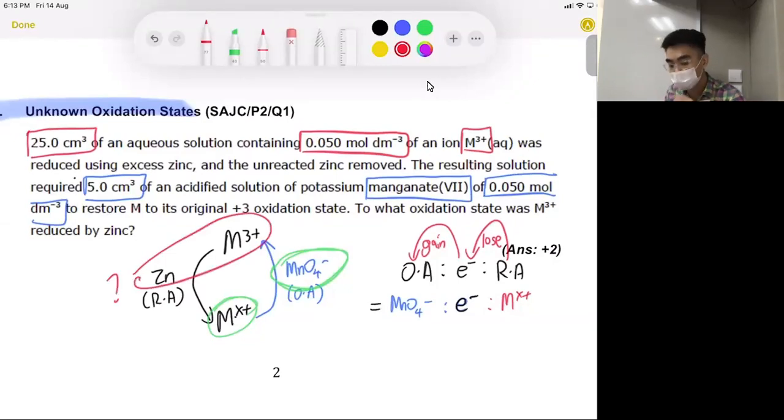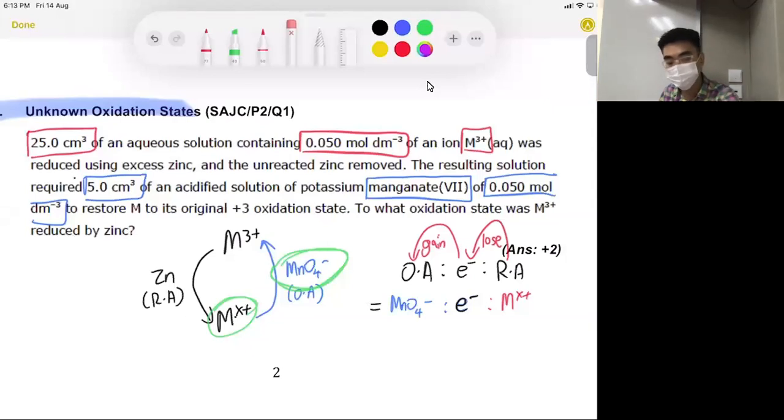Okay, if I know the amount of zinc, then yes, we can proceed for redox 1. Zinc and M3 plus we can find out. But here they never say the amount of zinc, so I will skip zinc. That's why this question has something additional, right? I should be looking at the unknown MX plus and the MnO4.